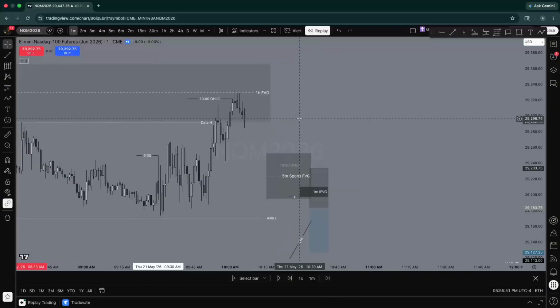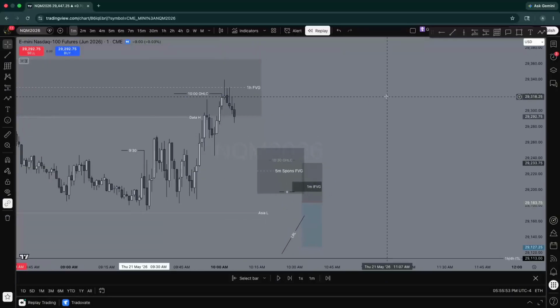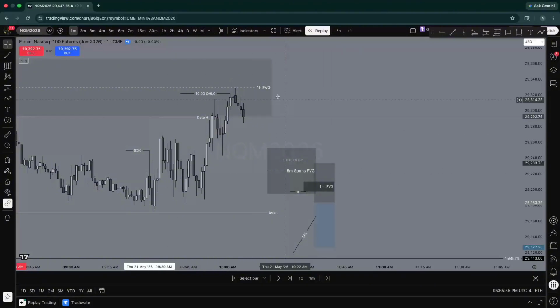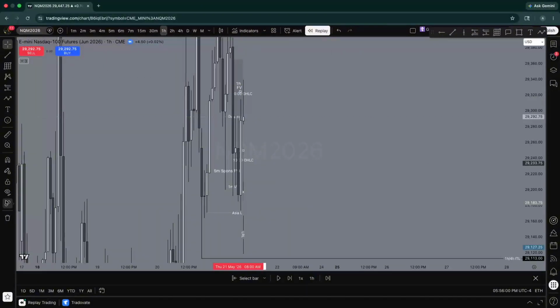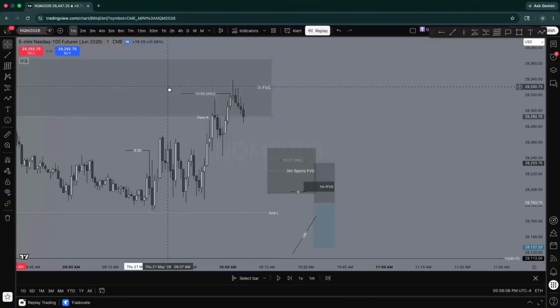We got now 10 a.m. open high. So we're expecting a 10 a.m. open high, low close, with this AMD hitting the 1 hour equilibrium, literally perfectly wick rejecting from it. So everything I wanted to see playing out, all I need now is my inverse.